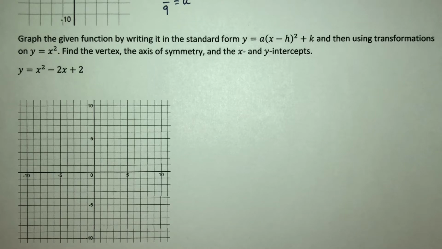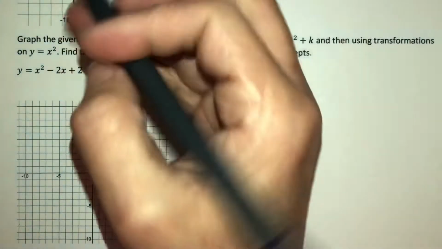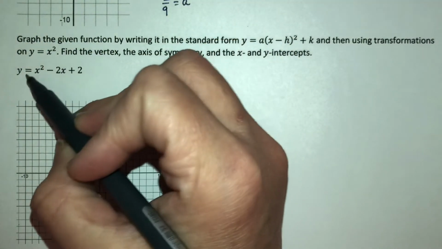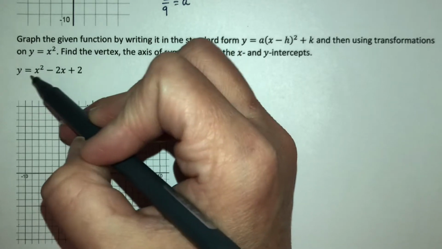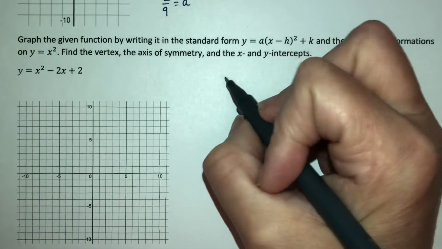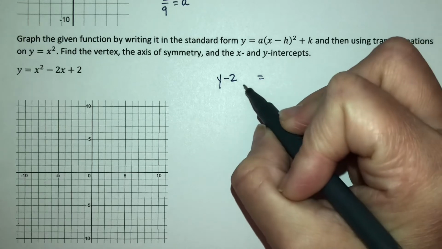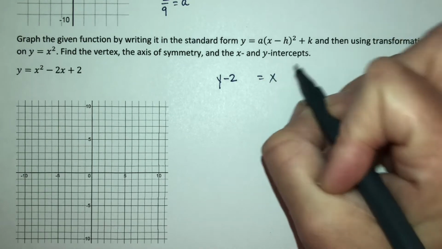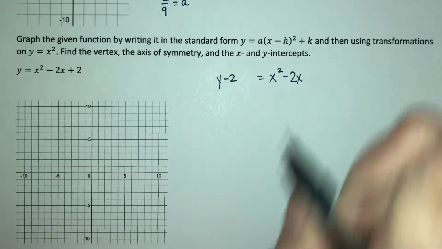We need to complete the square on this. The first thing we have to do is make sure that the number in front of our square term is 1, which we already have. So I'm going to move the 2 over to the left so that I have y minus 2. I'm leaving myself a little space here so that I don't have to recopy in a second.